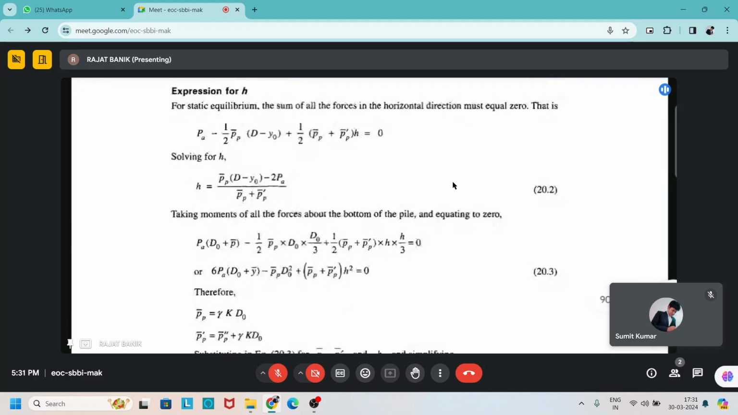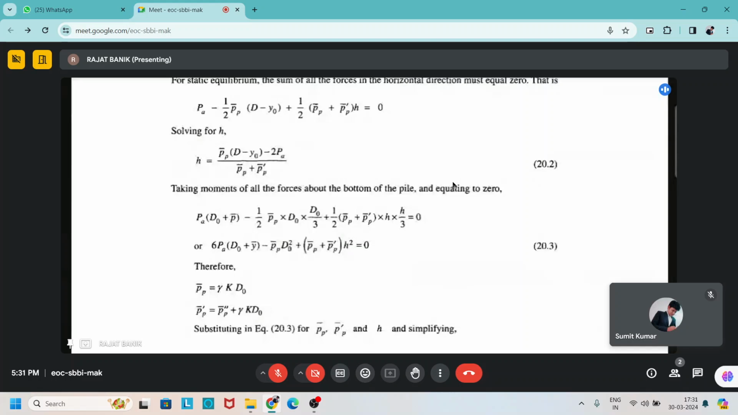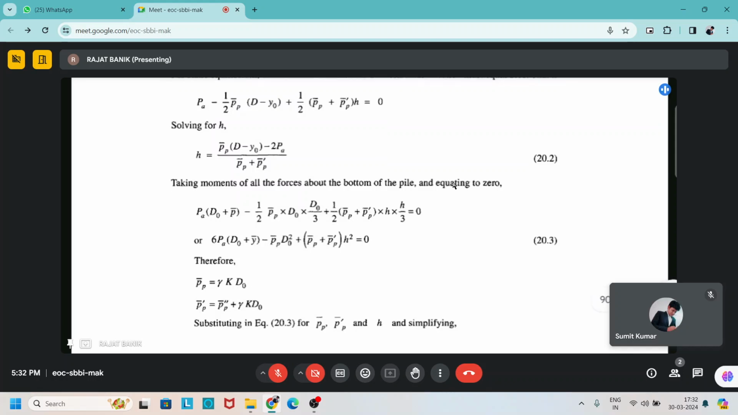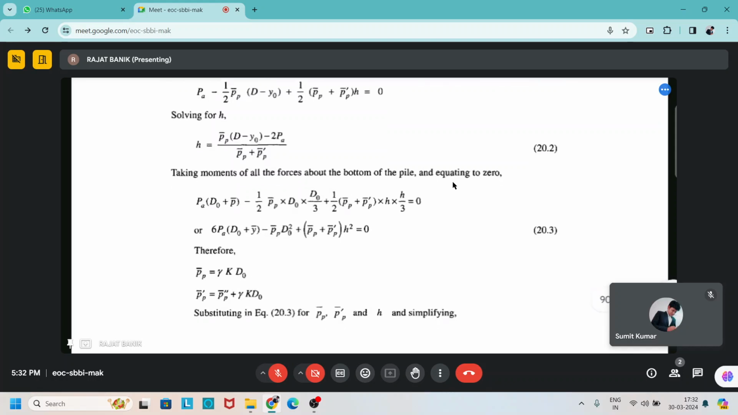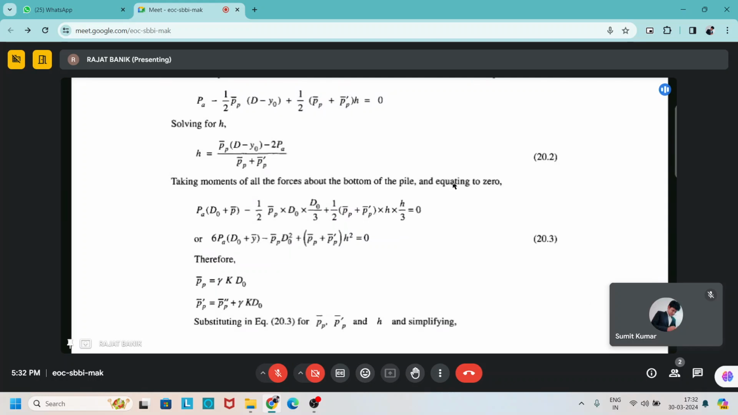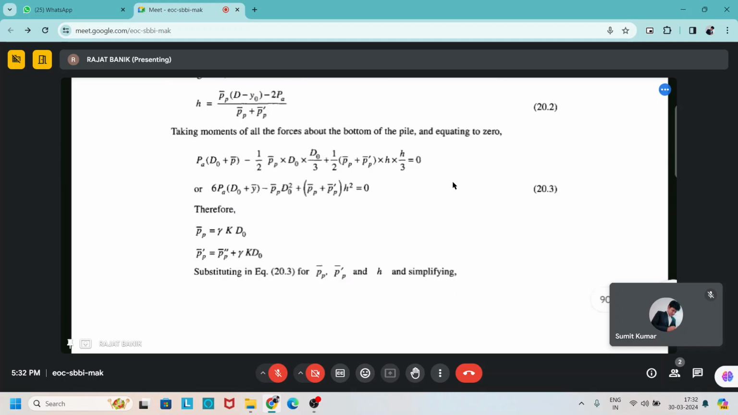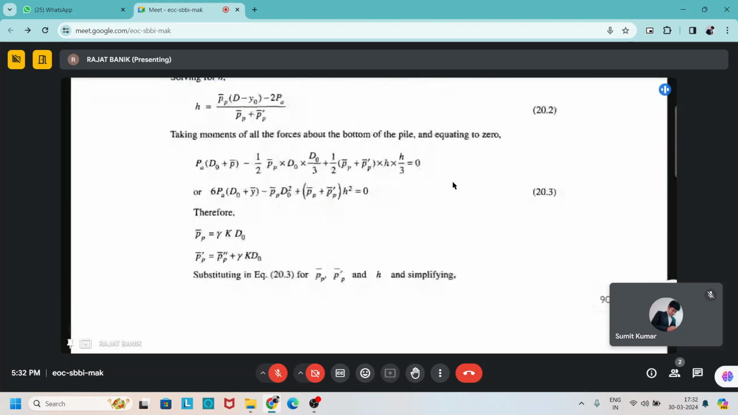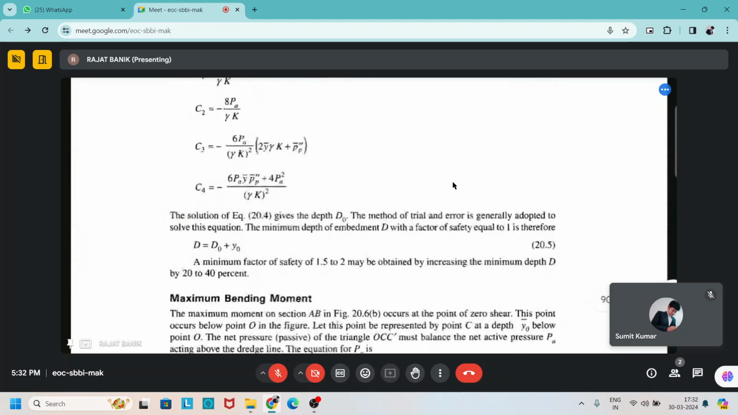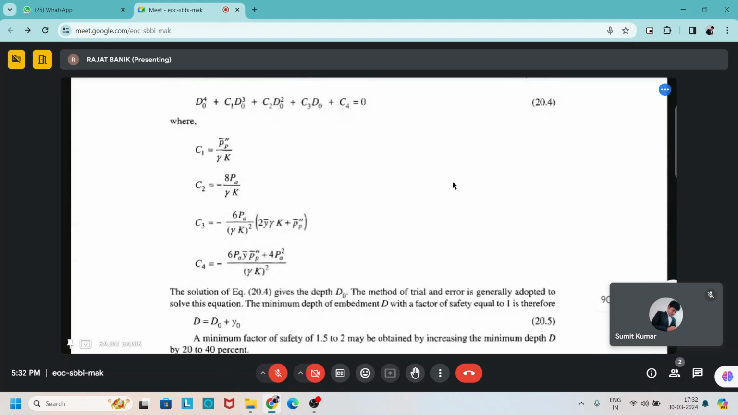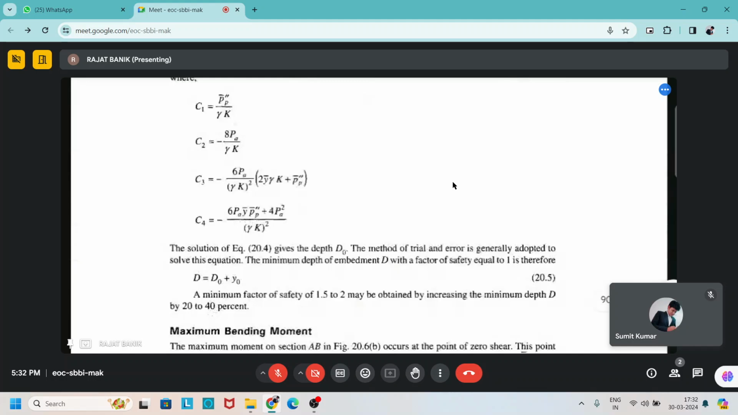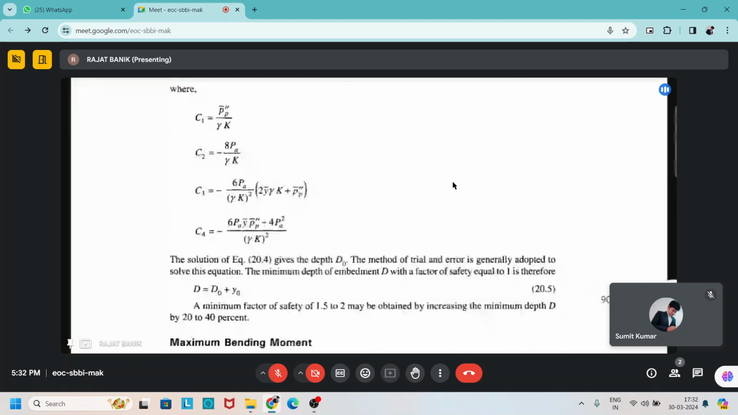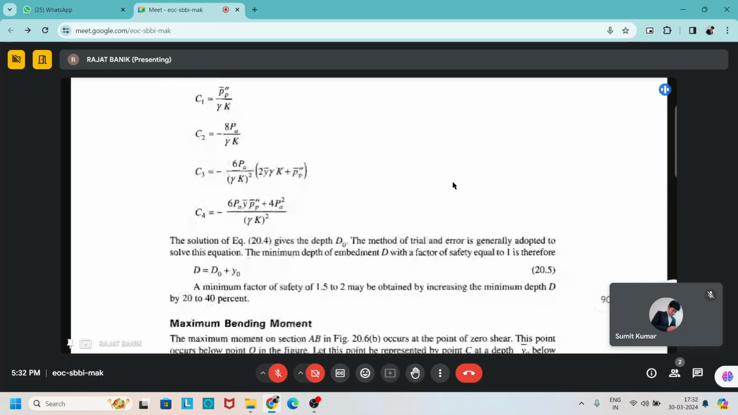Now, taking moment of all forces about the bottom of the pile and equating it to zero, we get the expression in terms of Pp bar and P dash P bar, and we get C1, C2, C3, C4 coefficient constants. Solution of this equation gives the depth D.